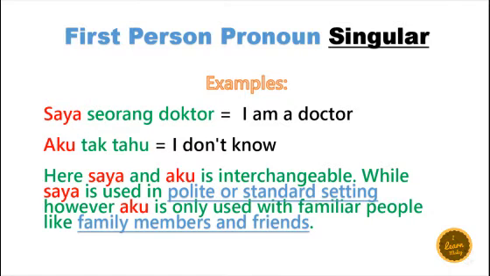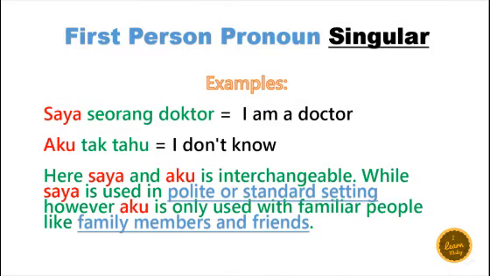Of course, maybe if you are between friends, I will say aku doktor. I will omit the word seorang. If your friend is asking you like this, then I will say aku doktor instead of saya doktor, because we are familiar, right? We are intimate. Okay, the next sentence is aku tak tahu. I don't know. Of course, it is interchangeable with saya.